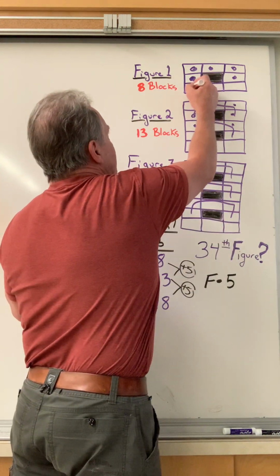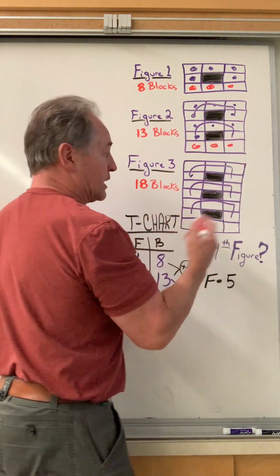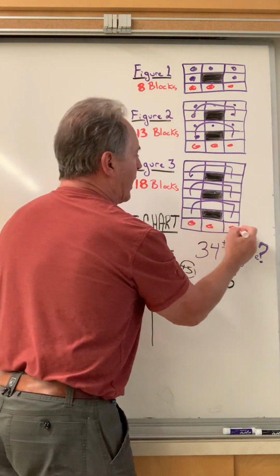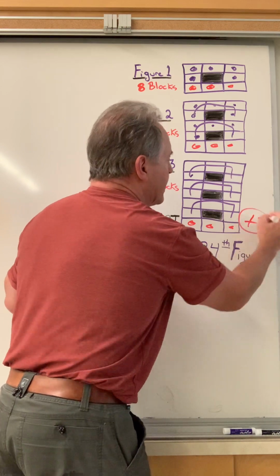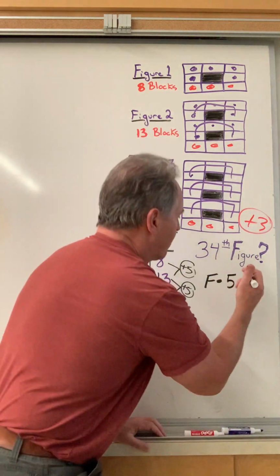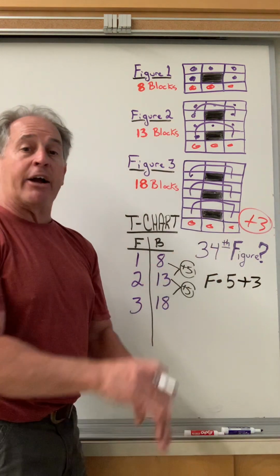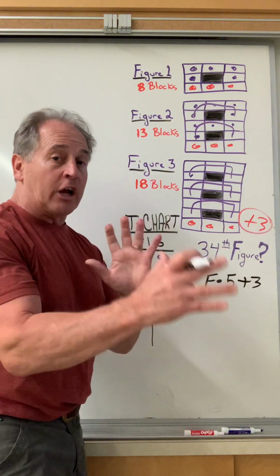Well, this never changes. You got 1, 2, 3 right here. 1, 2, 3 right here. Doesn't change. 1, 2, 3 right here. So plus 3 is your constant that never changes. And that's the end of our formula. I got plus 3 right there. Bam! Now you can figure for any figure number that you want.